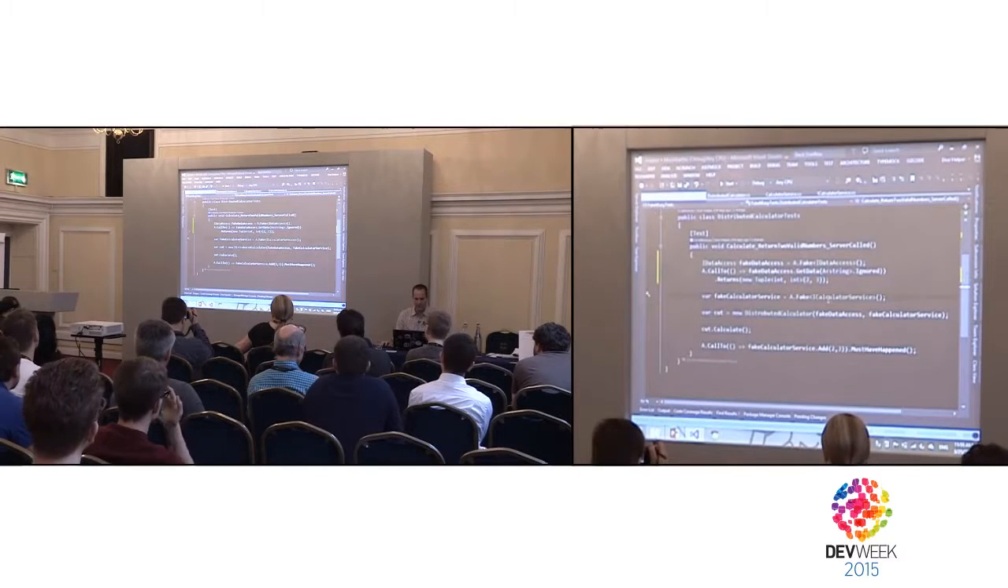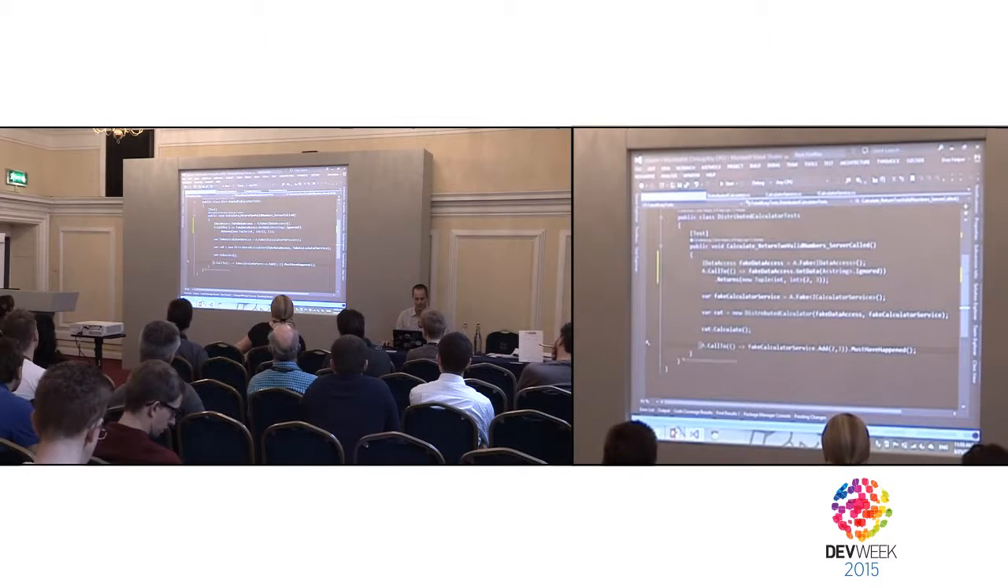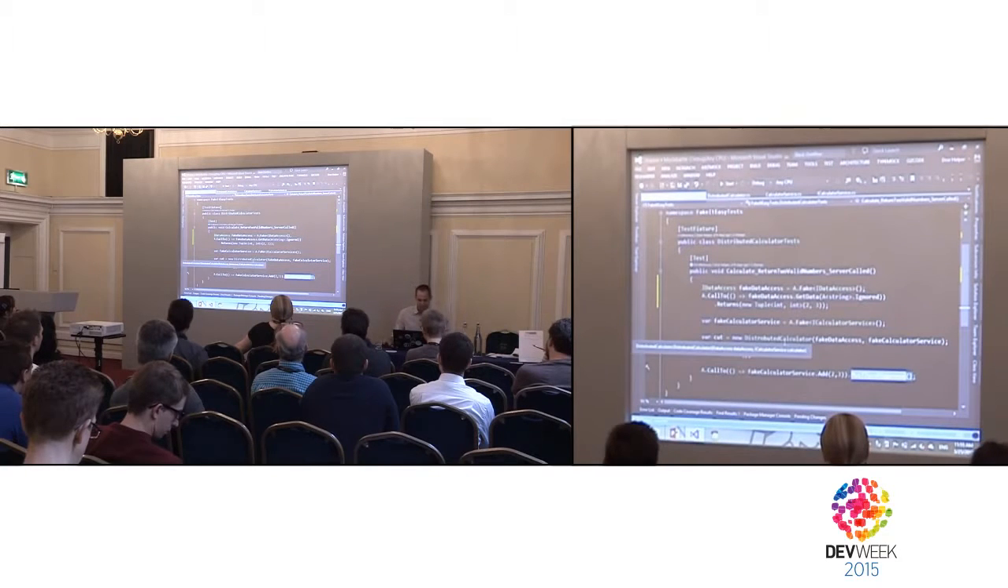Now, I'll create a fake calculator service as well, and create my actual class under test, the subject of the test here, and run Calculate. And then I want to make sure that a call to fakeCalculatorService.Add with 2 and 3 must have happened. That's the test. Not a very intelligent test, but a test.